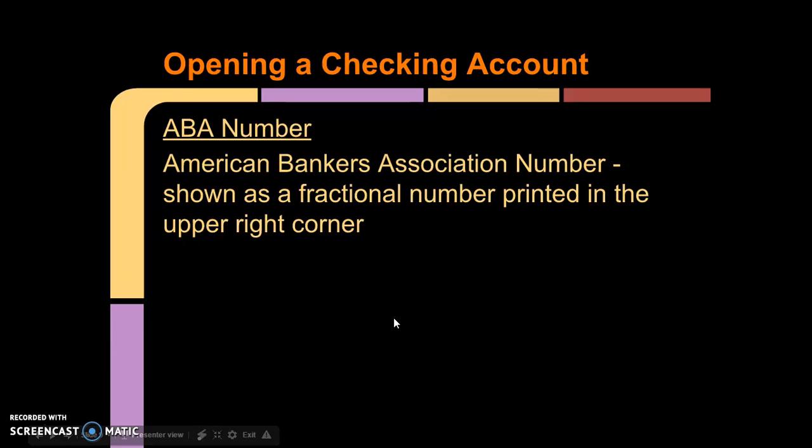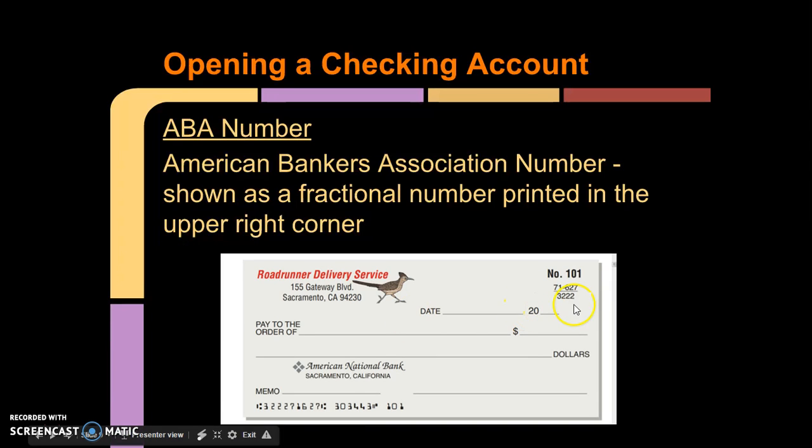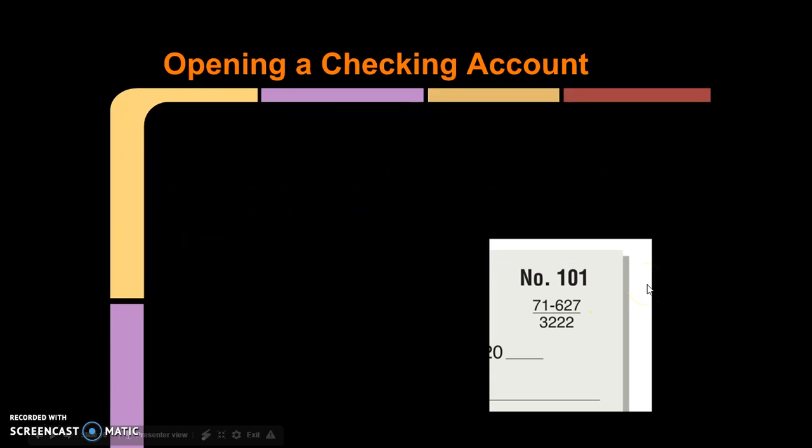ABA number, American Bankers Association number, shown as a fractional number, is printed in the upper right-hand corner. So right here, this is the ABA number. This is for record-keeping purposes of the bank when a check is written and it is submitted for payment. In this case, it's 71-627 and then /3222.